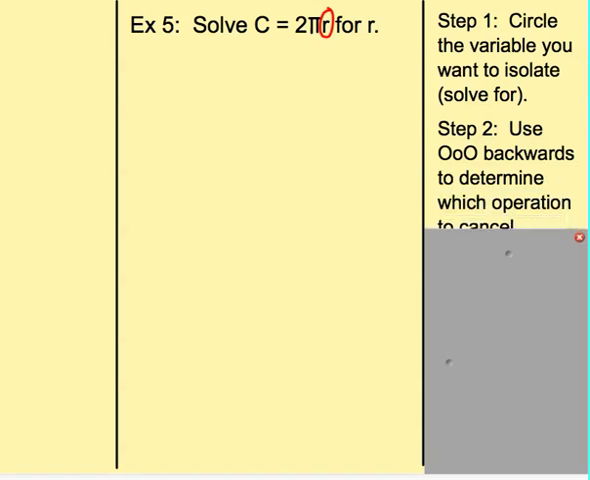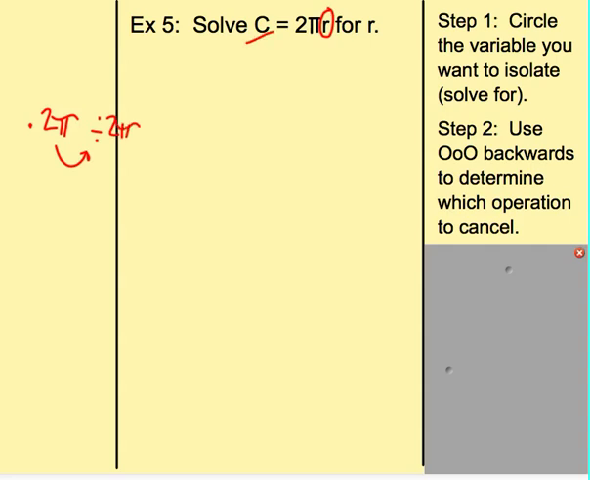Use the order of operations backwards to determine which operation to cancel. If I knew what r was, I would multiply it by 2. And I'm going to go ahead because this one doesn't have a fraction. The last one we saw where it was all multiplication had a times half. So I chose to do that in a separate step. This one is really simple to solve for if we think about that 2 pi as being one piece of information. 2 times something that's about 3 is about 6. So to cancel that, we will divide by 2 pi.